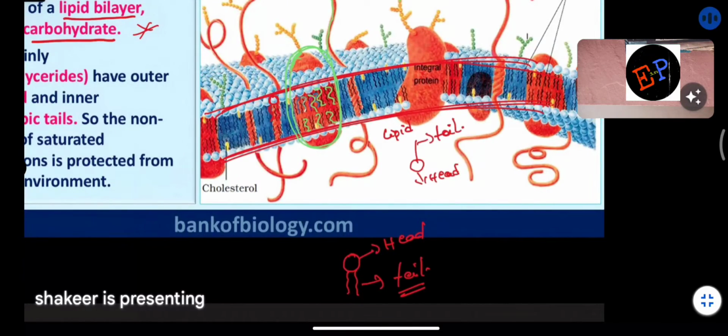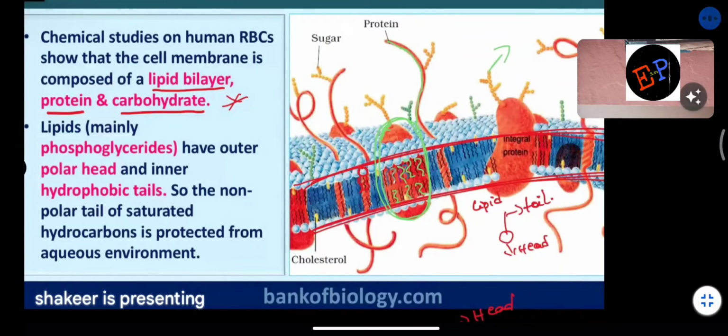Understand? And what kind of tails do they have? They have hydrophobic tails. Hydrophobic tails means what? They are sensitive to water. Water should not be entering into them. That is why heads are present on the outer surface of the membrane, and inside this membrane, tails are present. Are you able to understand?